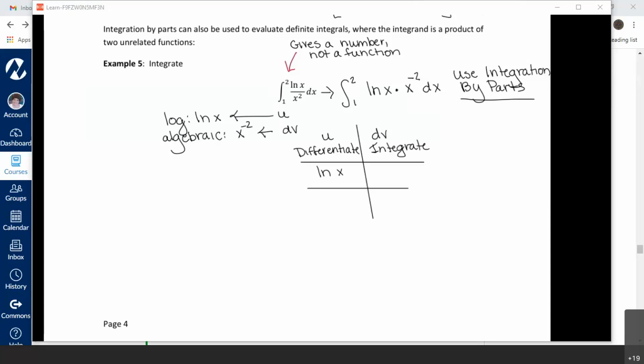Now, if I differentiate this, I get 1 over x. And I know from before, as soon as I get this, stop. It will never equal 0. I know that from my previous example. My dv is x to the minus 2, and I'm integrating this. Remember, integration involves adding 1 to the exponent and putting your result over your new exponent. So negative 2 minus 1 is x to the minus 1 over minus 1.